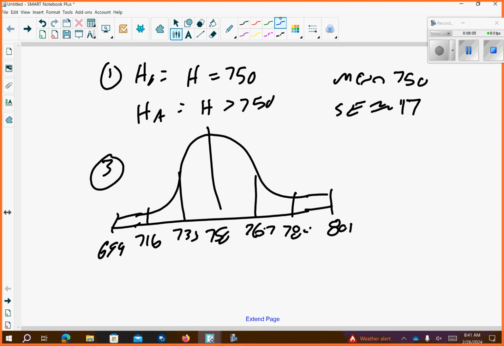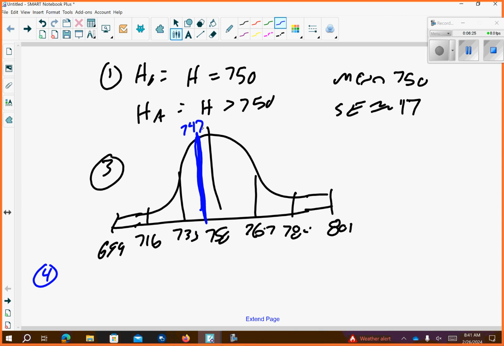All right, so then we get to number 4. And number 4 says, assuming our random sample produces an average of 747. Is this strong evidence? Well, here's where 747 falls. Okay, this is where the 747 is.